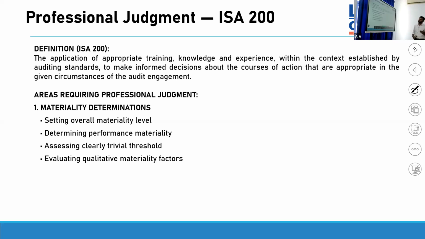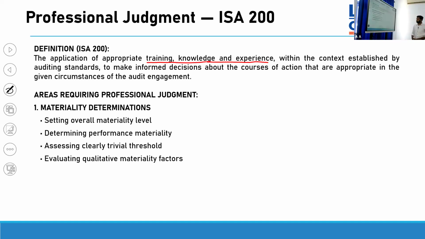Definition is the application of appropriate training, knowledge, and experience within the context established by auditing standards to make informed decisions about the courses of action that are appropriate in the given circumstances, right? Which means professional judgment is simply the application of our knowledge, skills, as well as experience, right?